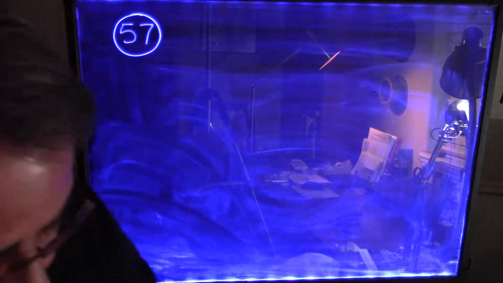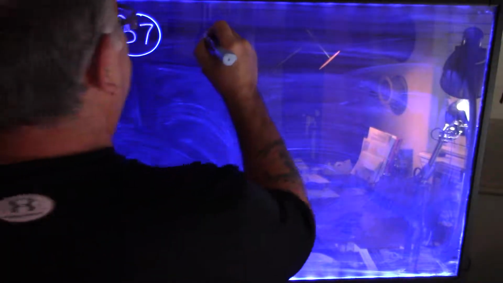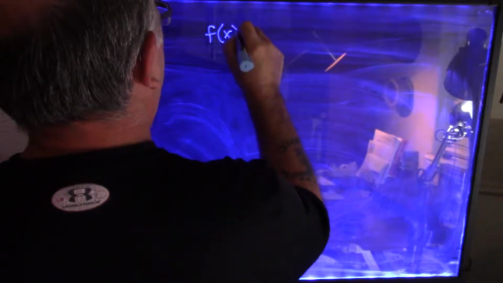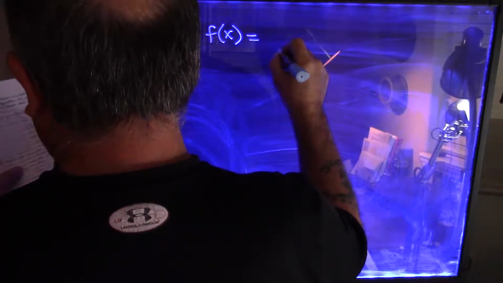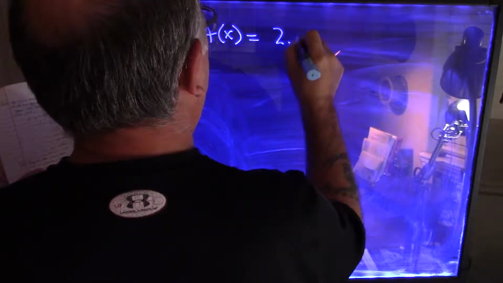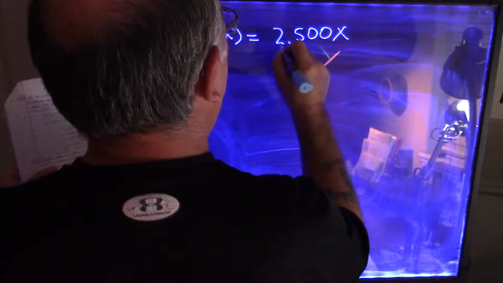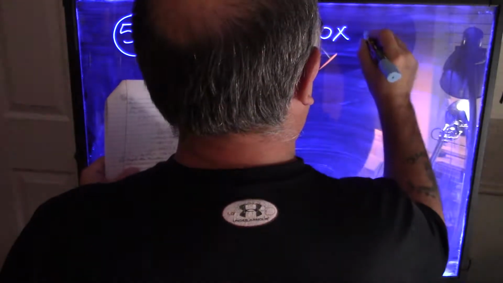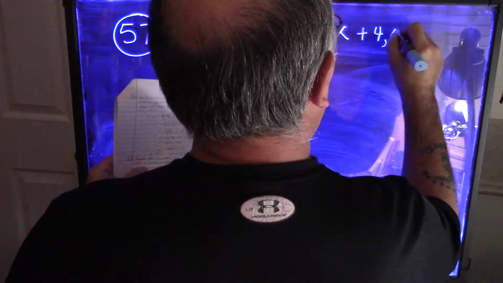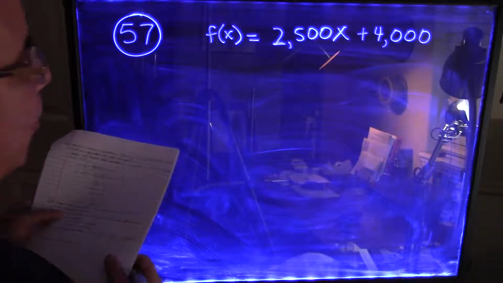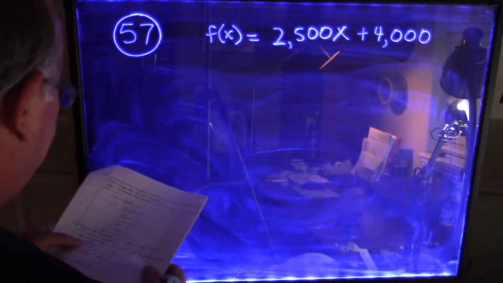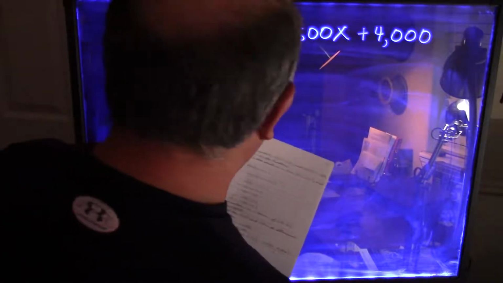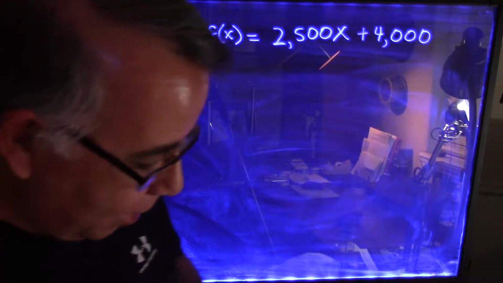Number 57. Graph the function f on a domain of negative 10 to 10. So we have f of x is 2500x plus 4 grand, huh? 4,000. 2.5 grand x plus 4 grand. Okay, so that's just a joke. Don't say that to your professor, all right? Okay.